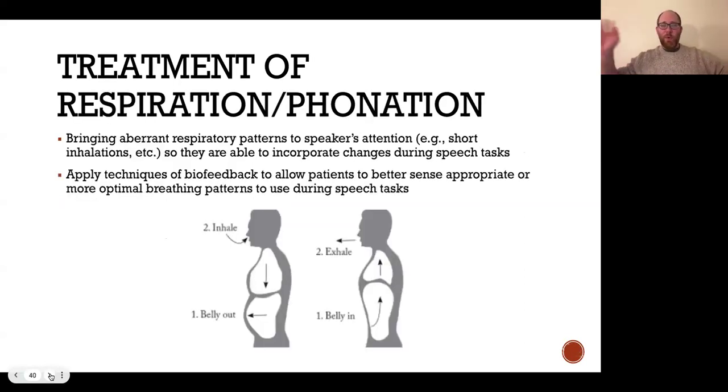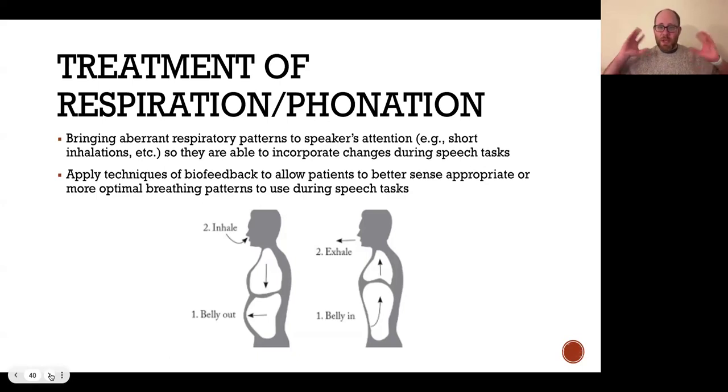Like I said earlier, respiration and phonation are really tied together, so you're going to want to work on them together to some degree. If someone is speaking and they only take short breaths before they go, so that they only have short phrase lengths, you can bring that to their attention and say, you're not really taking a deep breath. I want to work on that so that you're getting more air in before you start speaking. That way you're able to say more and get your message across more effectively.